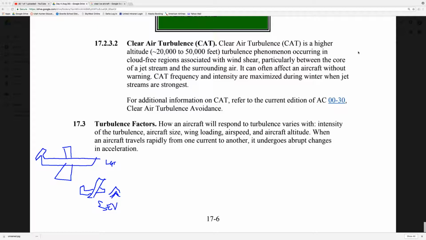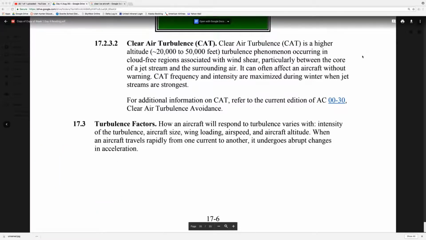So remember that when you're dispatching and all of a sudden one of those severe PIREPs pops up in front of you and you get this warning, severe turbulence.